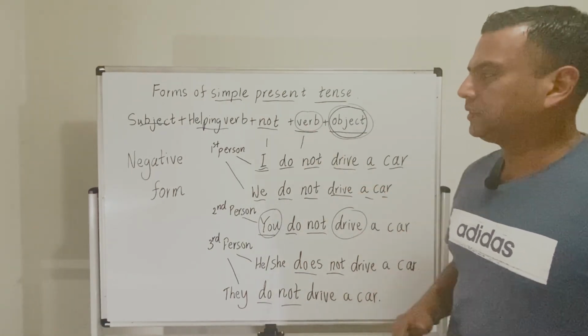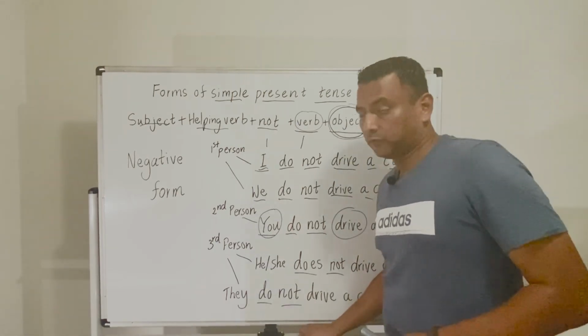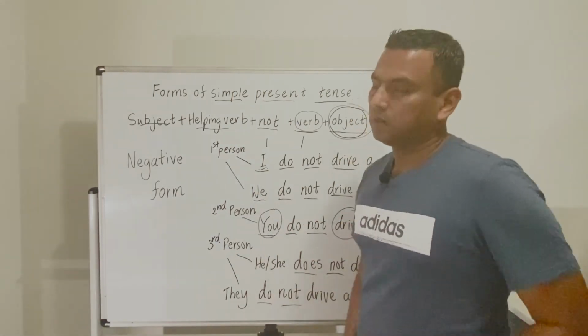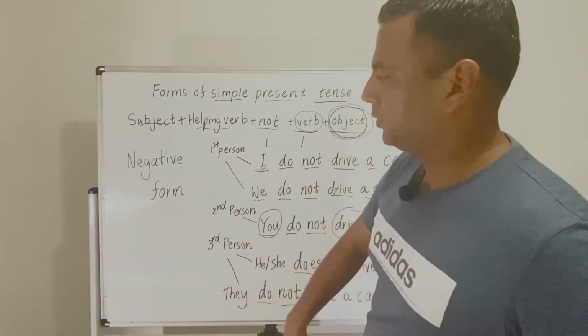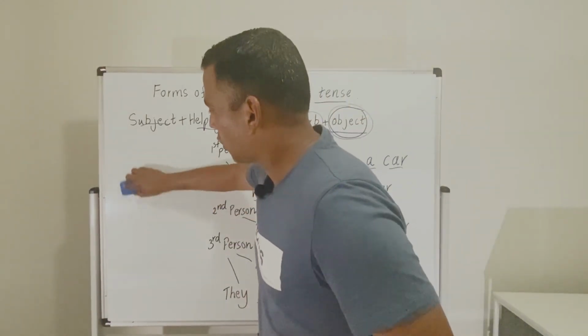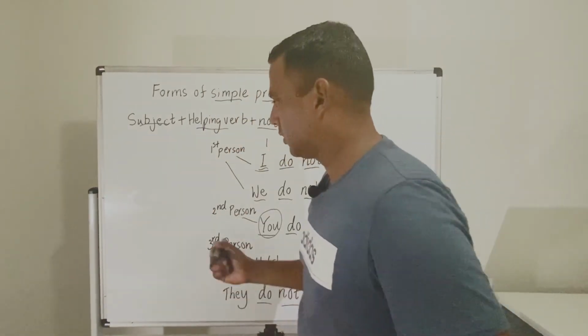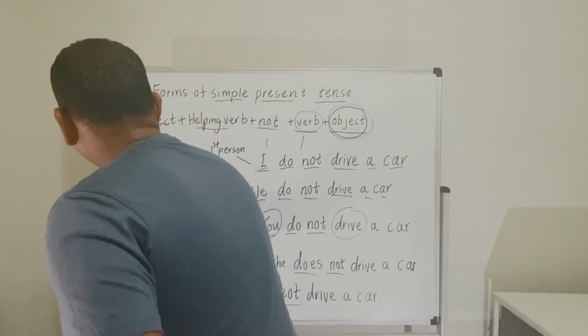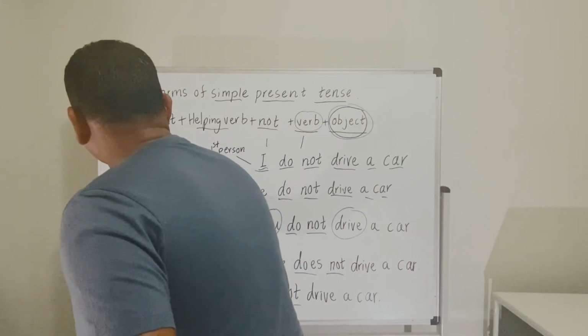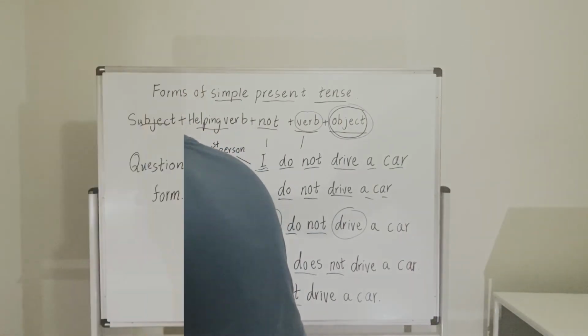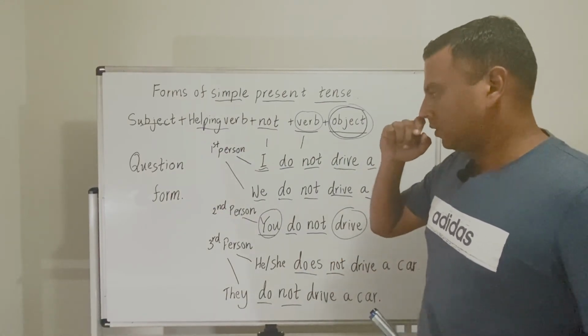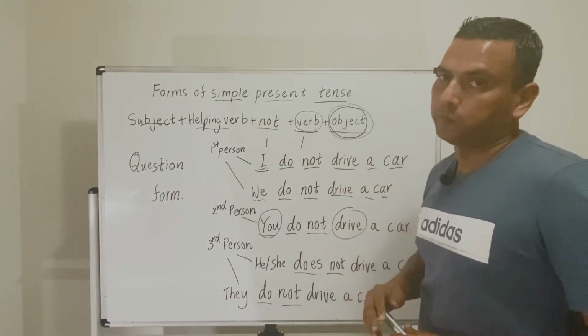So then let's see the third form, the last form. Now we are going to transform the negative form to what? The question form. So again, as I told you, all we do is just change the components of the structure.